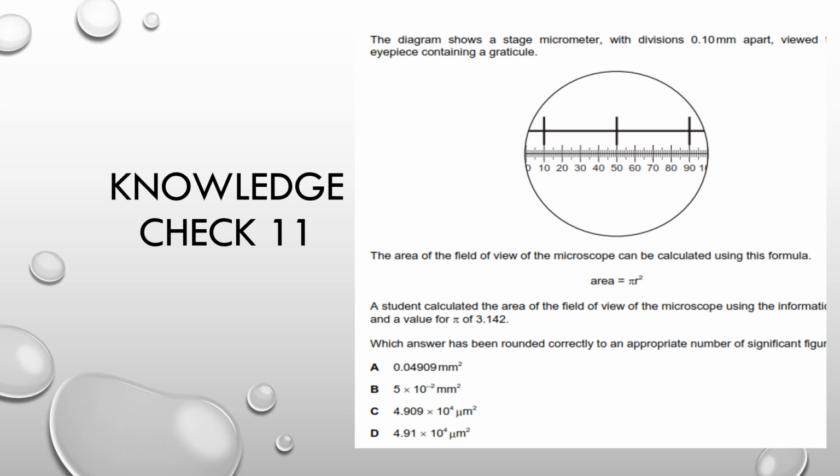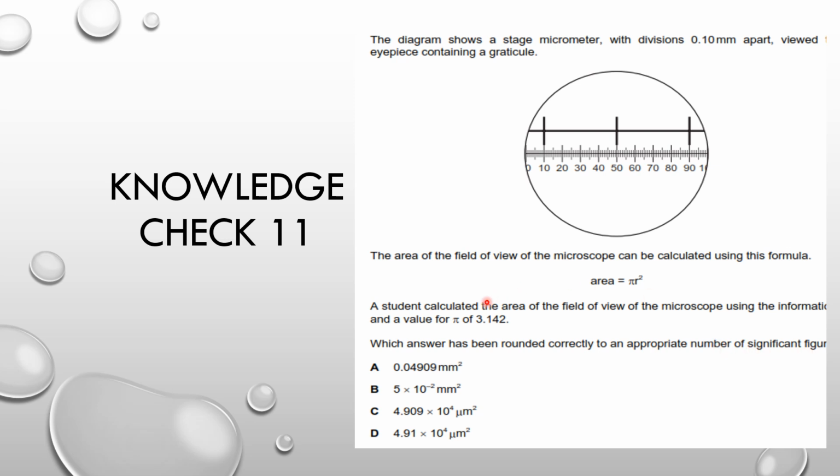Remember, the first thing you do: the diagram shows a stage micrometer with divisions 0.1 millimeters apart, viewed through an eyepiece containing a reticle. The area of the field of view of the microscope can be calculated using the formula. A student calculated the area of the field of view using the information and the value of pi. Which answer has been rounded correctly to an appropriate number of significant figures? So what we're looking for is area, guys.